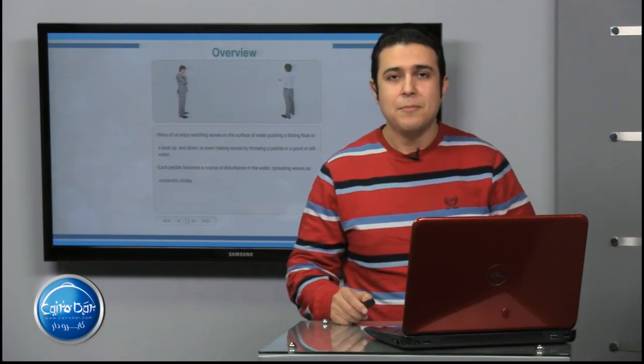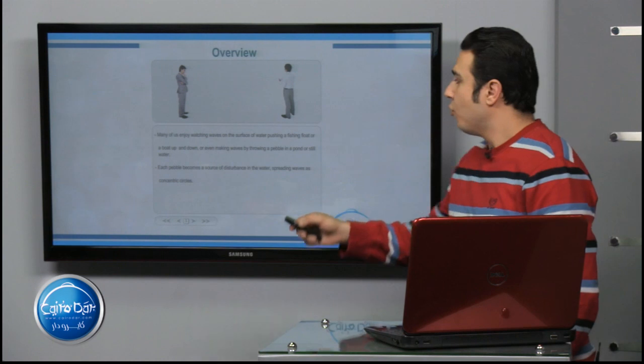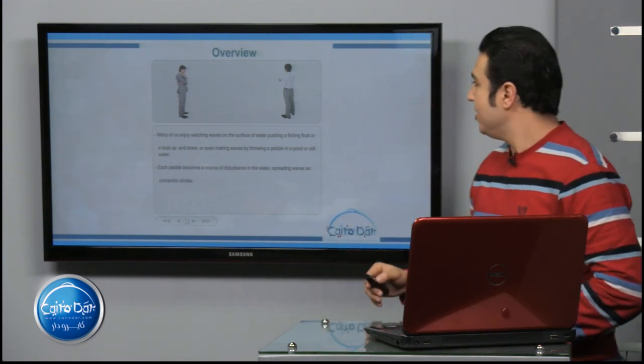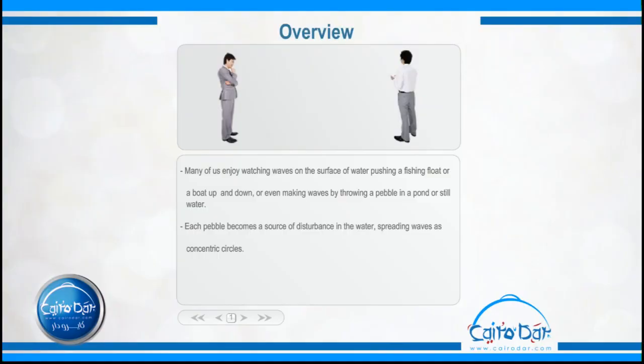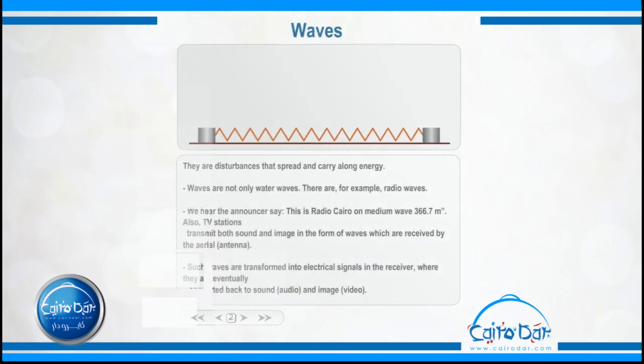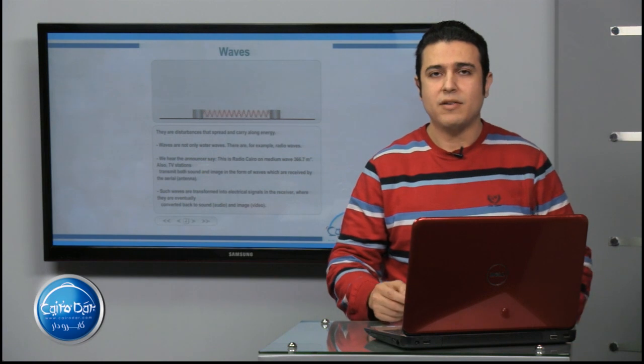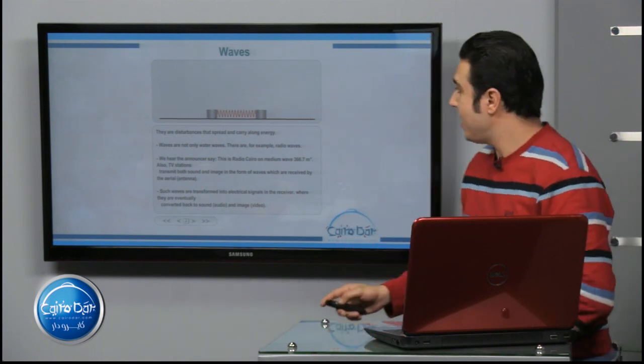Overview. Many of us enjoy watching waves on the surface of water. When you throw this pebble in water, it is a source of disturbance. So we'll see the waves spreading from the center of this source. After that, we have here waves. As you see, here we have a model, a short video for these waves.